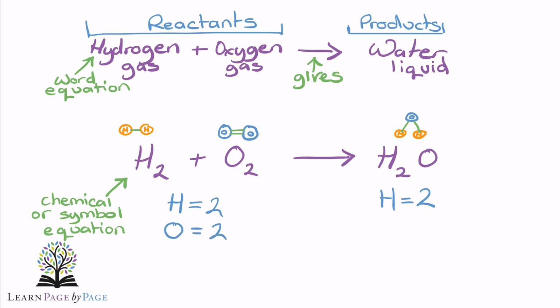Come over to the other side. Same again. O equals, if you look up here, we only have 1. And that's our problem. That's not balanced. So you write the 1 there, and then you've got to figure out how can you make this 2.